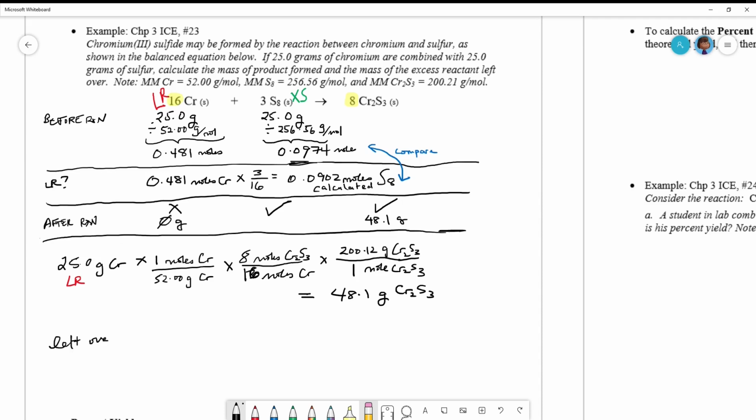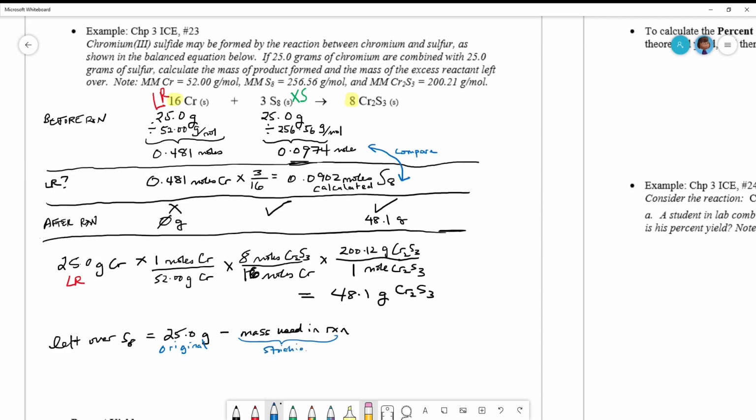Now, if we want to figure out the amount of leftover sulfur, the leftover sulfur is going to have to be the difference between the amount that we were supplied with, which was the original 25 grams, minus the mass of sulfur that gets used. Okay, and this represents the original amount in the mixture. So how do we get the amount used in the reaction? Well, we obtain this by doing the stoichiometric calculation.